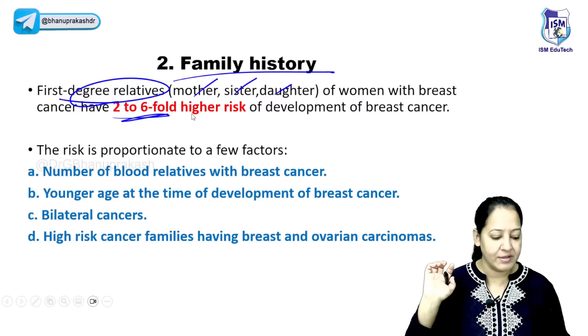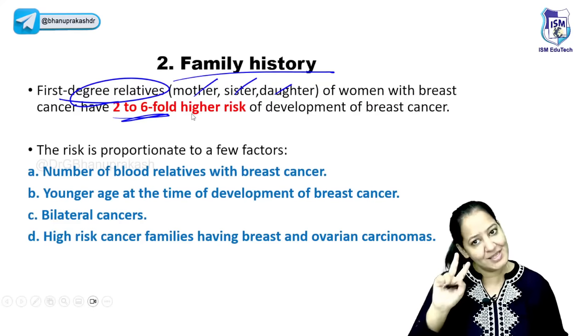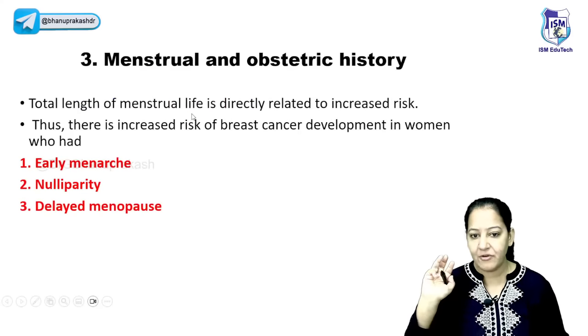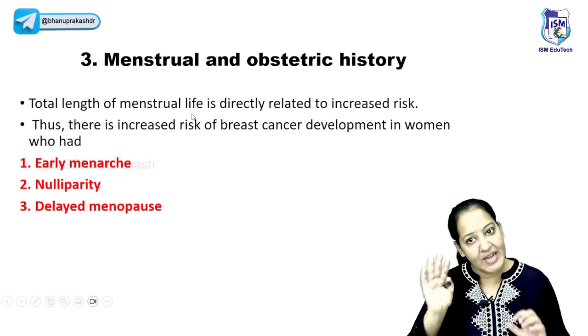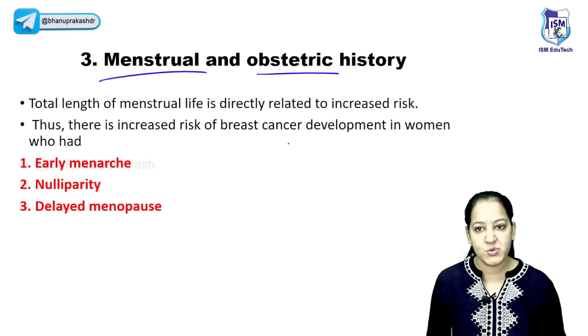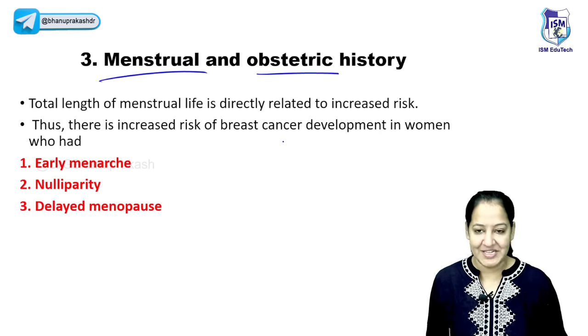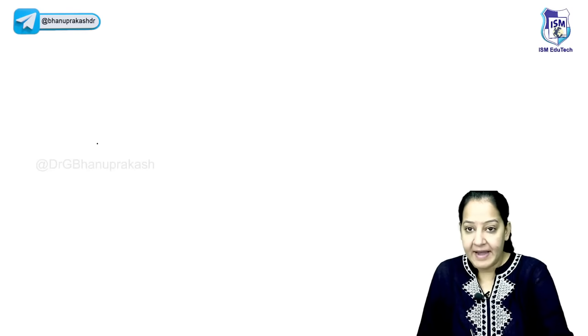Okay, I'm coming to the risk factors. On the diet also I will come. Sheen, wait a while. So this is the second risk factor I told you. Can I come to the third risk factor? The third risk factor is very important. That is menstruation and obstetric history. What do you mean by menstrual and obstetric history? Let me tell you. Listen. You have to understand a diagram here.